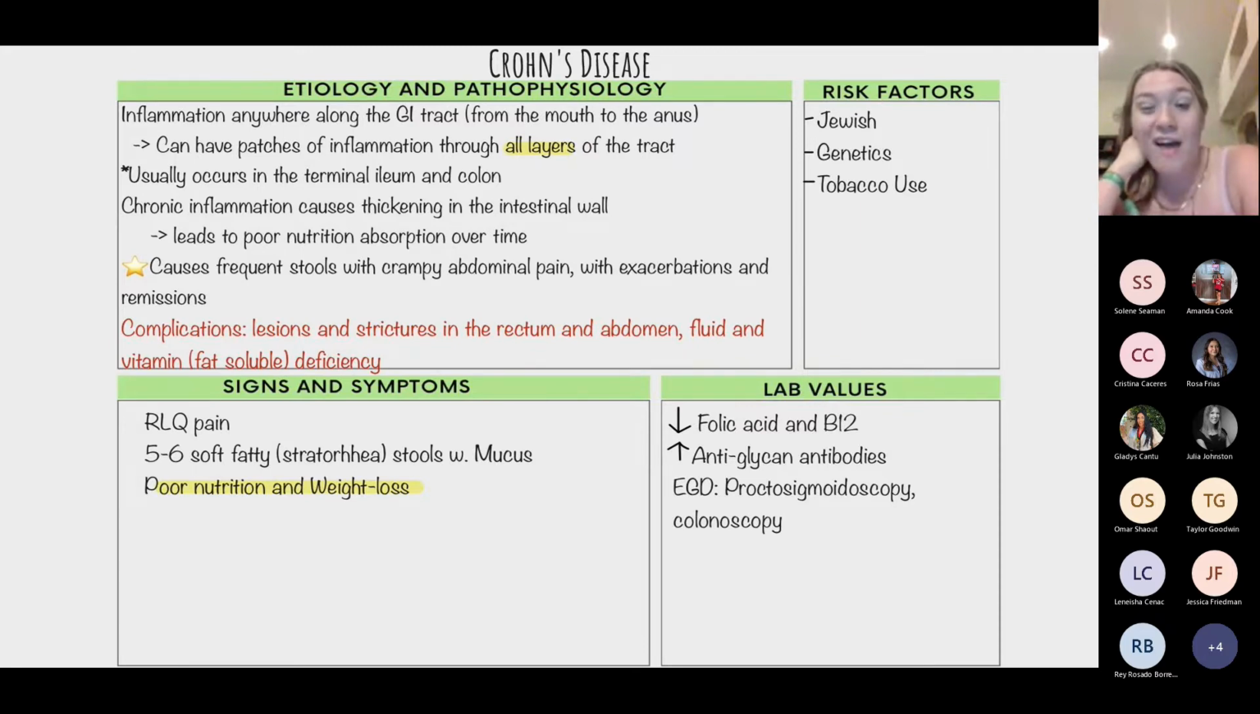With these patients, they're going to have right lower quadrant pain. That's pretty common. And they are going to have 5 to 6 soft, fatty stools with mucus, because they have more absorption issues because they're having damage all along the tract through all of the layers. So with our Crohn's patients, we're going to see more poor nutrition and weight loss, whereas with UC, that's when we see just more stools and blood in the stools. Now we have fat and mucus in the stools. So just kind of keep that in mind for these patients.